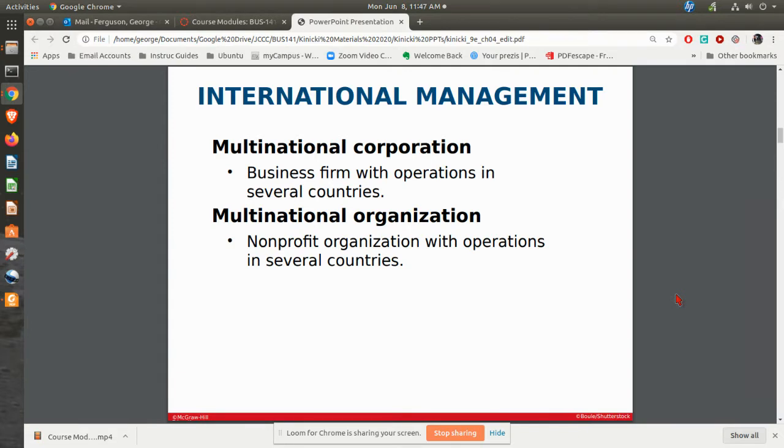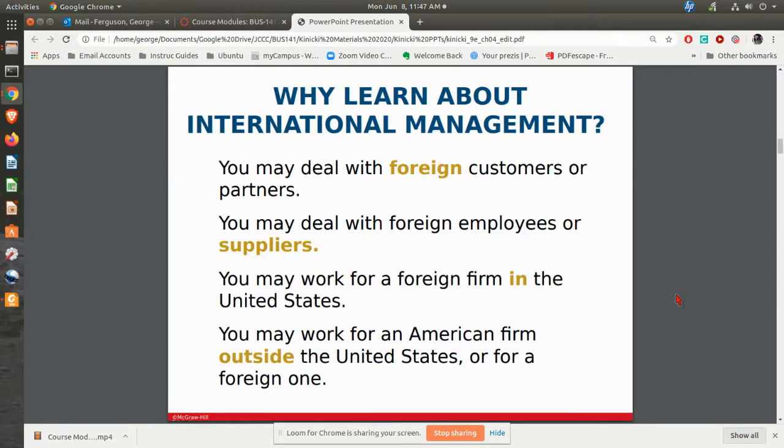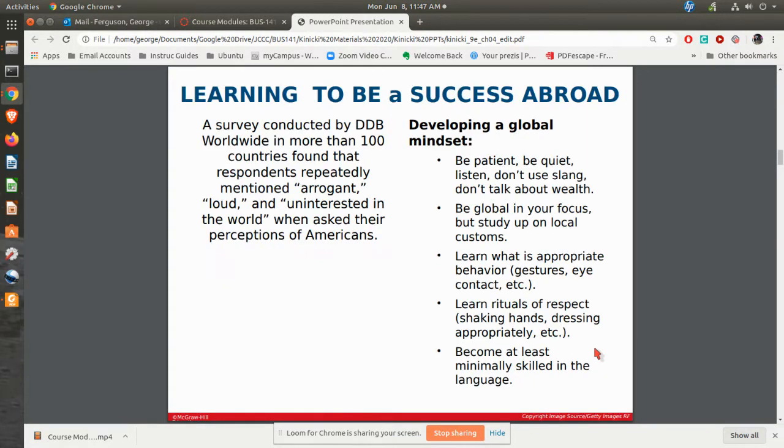A multinational corporation is a firm that has operations for profit in multiple countries. A multinational organization is more of a nonprofit organization that is operating in several countries. You need to learn about international management somehow, some way, because you may be dealing with foreign customers or partners. You may be dealing with suppliers who are overseas and needing to learn how to work with them. Or you might work for an American firm outside of the United States.